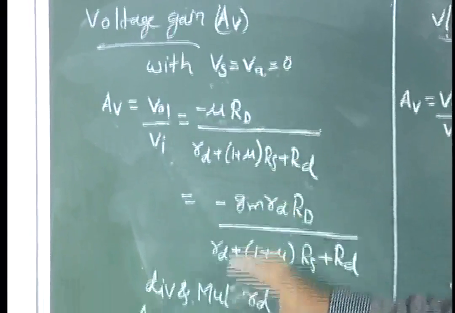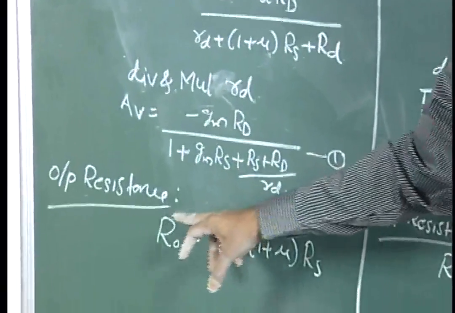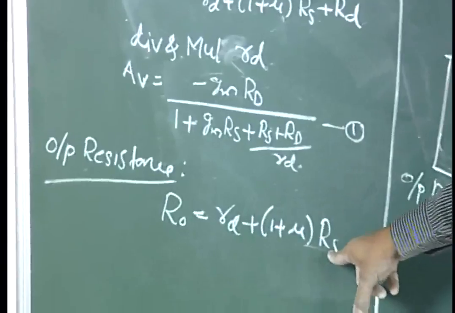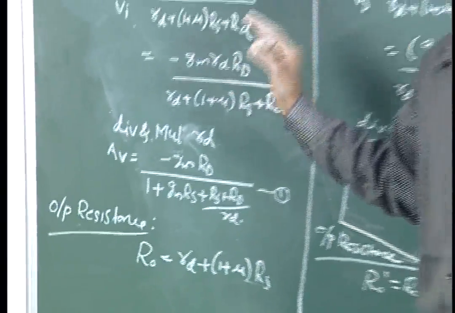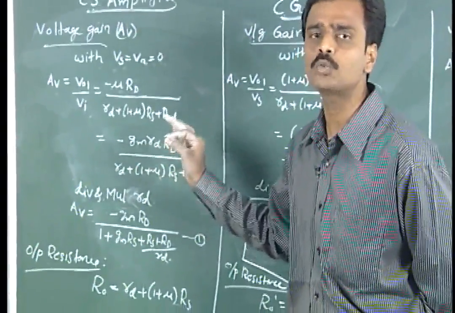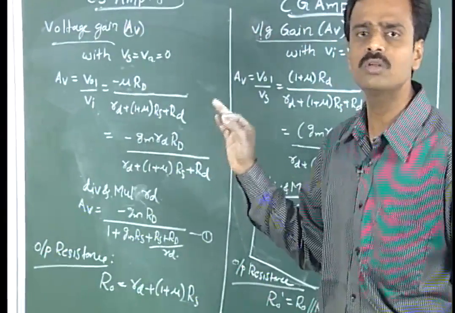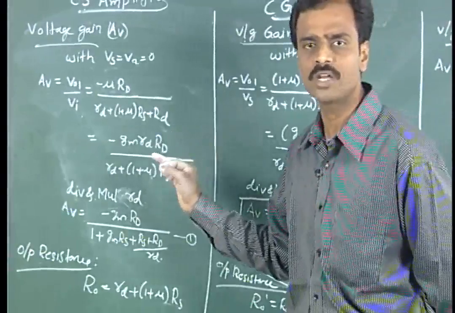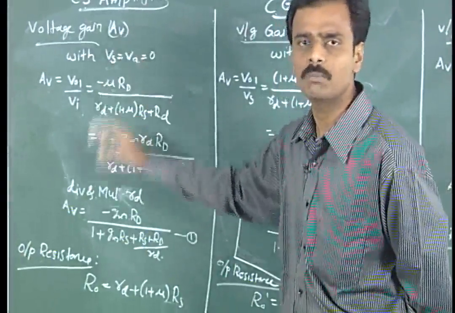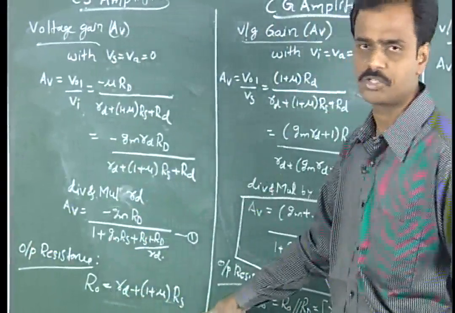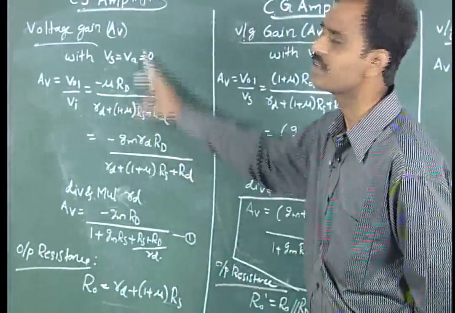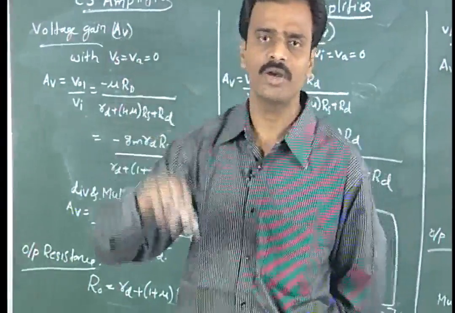Next, in a similar fashion, we can calculate the output resistance by using this expression when these two voltages are equal to 0, when the input is applied to Vi and output is collected at Vo1. Whatever be the output impedance or output resistance is obtained. So, for the case of common source amplifier it is obtained by this expression. So, these are the parameters regarding the common source amplifier.